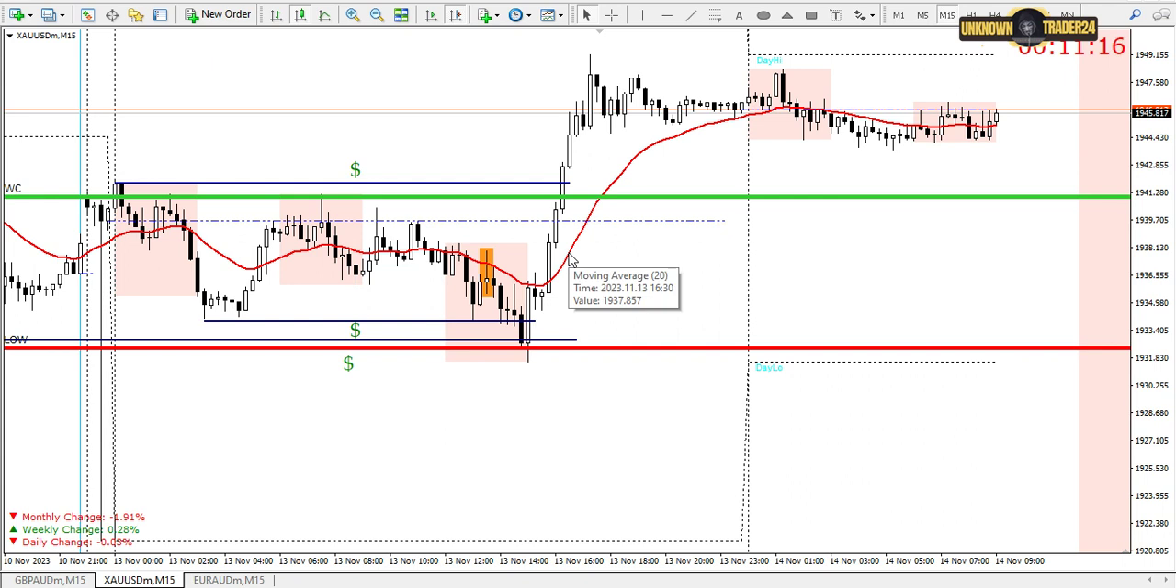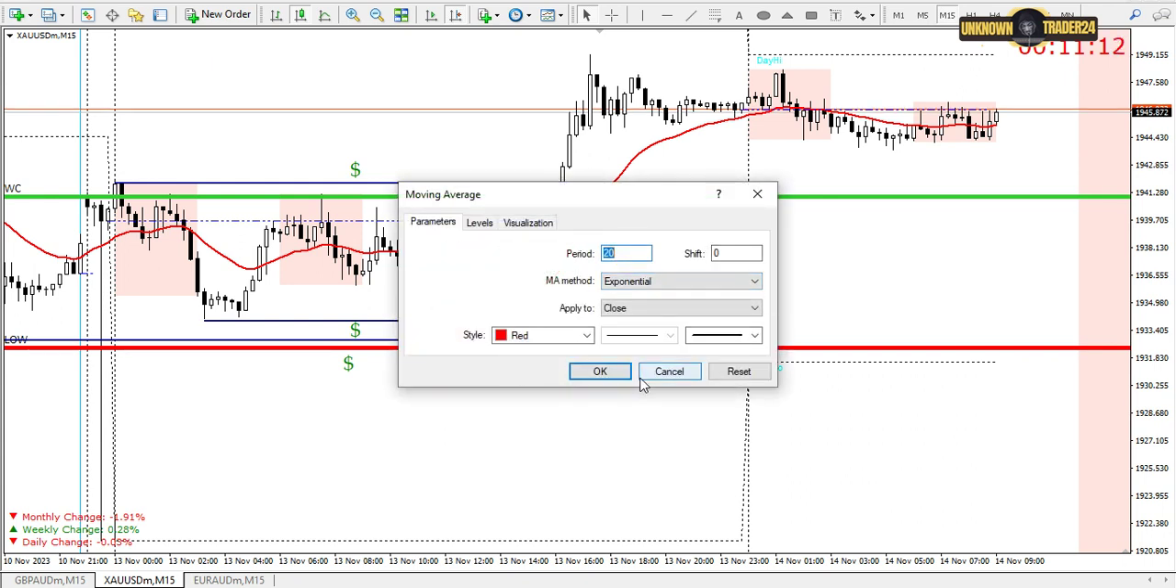Let me show you the settings. This is the EMA. I want everybody to see it so that you don't get confused. It's an exponential EMA of 20. You can see all the settings right here. This is the EMA I'm using.